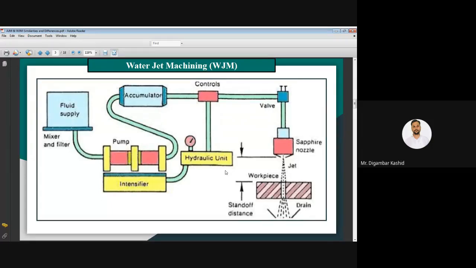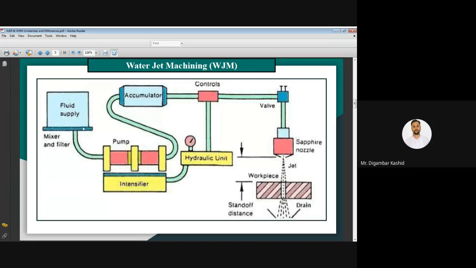Now if we look at the other mechanical method where we can use kinetic energy, the other process is water jet machining. So in water jet machining, we have to strike with a high velocity water jet and impinge on your workpiece. With the help of the high kinetic energy or high velocity of your water jet, the material will be removed by erosion action. Same funda. So you can see the schematic diagram here also.